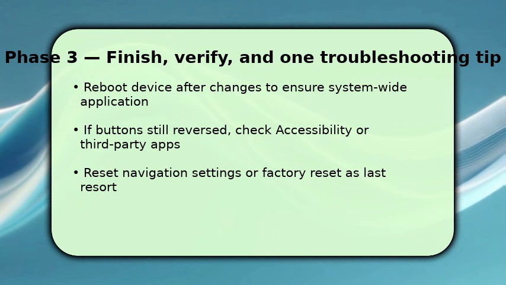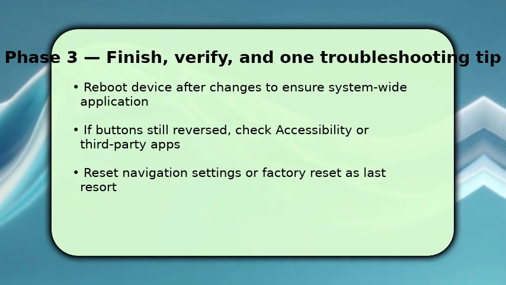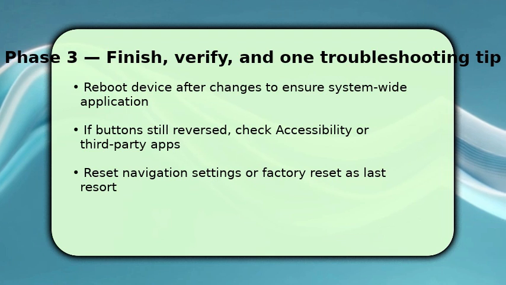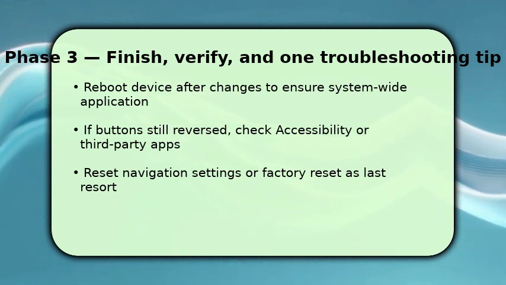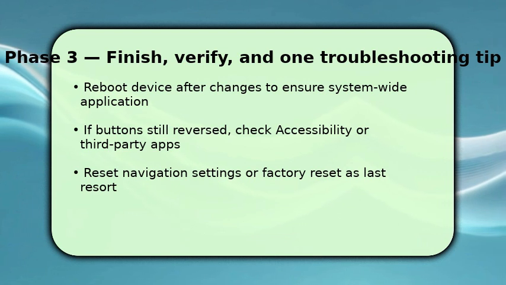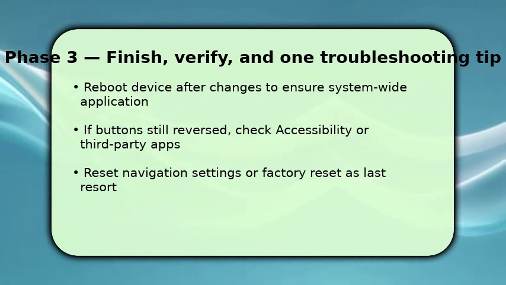Make sure accessibility settings or any third-party launcher or navigation app are not overriding your choice. Disable them temporarily to test. If the buttons remain reversed, reset navigation settings to default and reapply the desired layout. As a last resort, perform a factory reset only after backing up data.